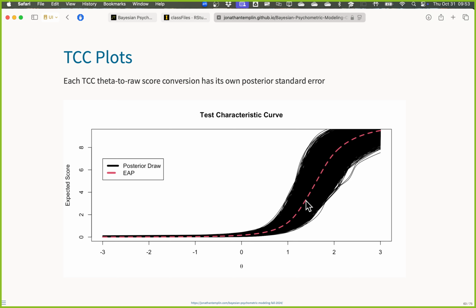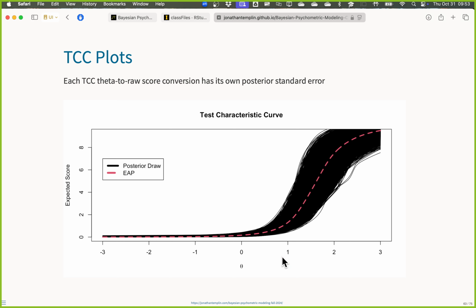Similarly, sometimes in a testing program, you may want to have a score that you give people that's on the raw score metric. So sometimes we take our latent variable and we convert it to a raw score variable using the test characteristic curve. And with this process right here, you can go and actually create a standard error of your test score, right?